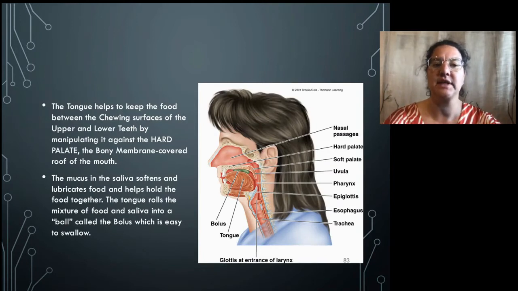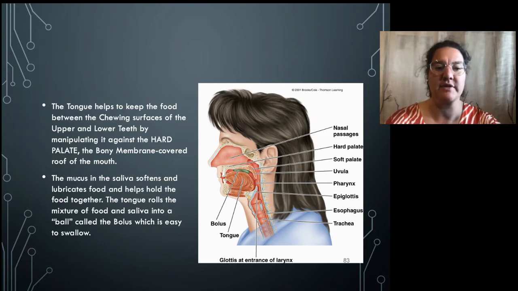So the tongue helps to keep the food between the chewing surfaces of the mouth. So we use our tongue to move our food between our teeth, between your gums if you have had all your teeth pulled, or if you're a baby, and against the hard palate, so the bony membrane covering the roof of the mouth. So we use our tongue to move food all around.